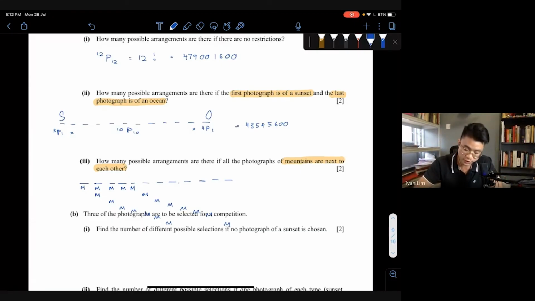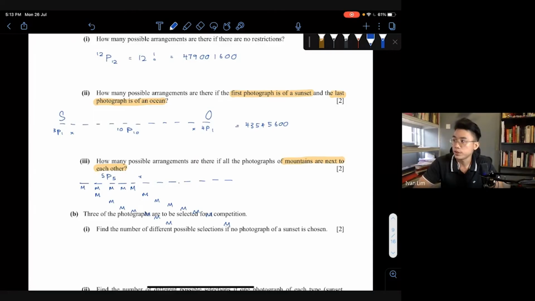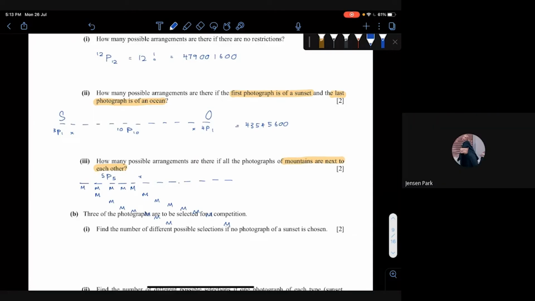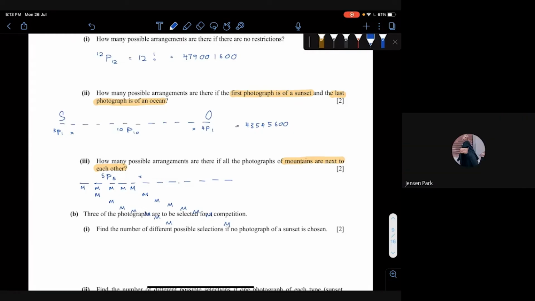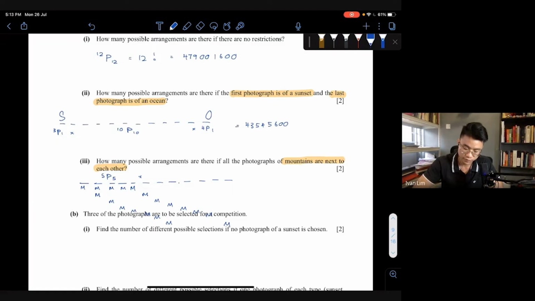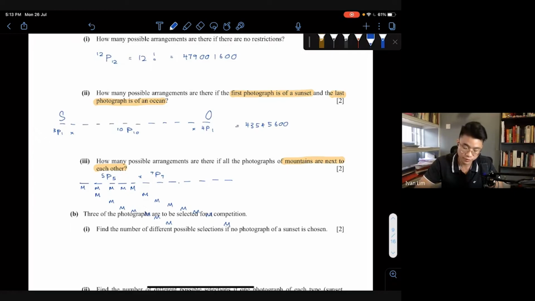So how do we do this? The arrangement of the mountains is 5P5, or you can just use factorial, times 8. Wait, let me write it again. 7P7, then 8 possible combinations. Then only you multiply by 8.